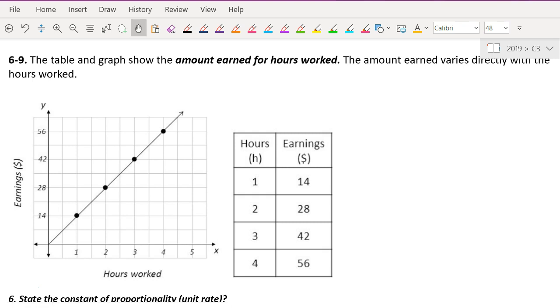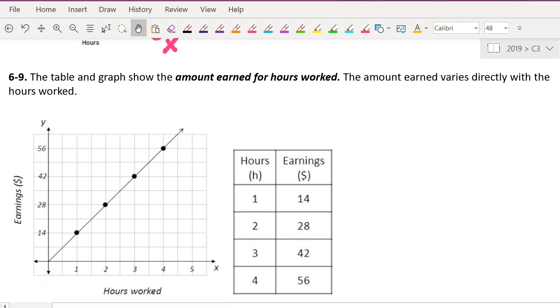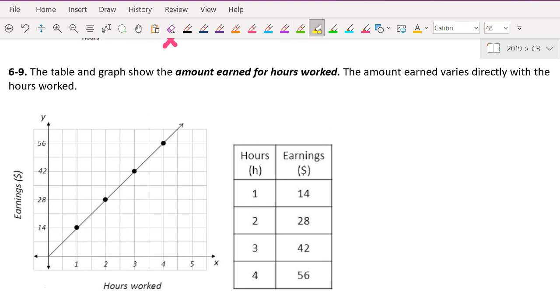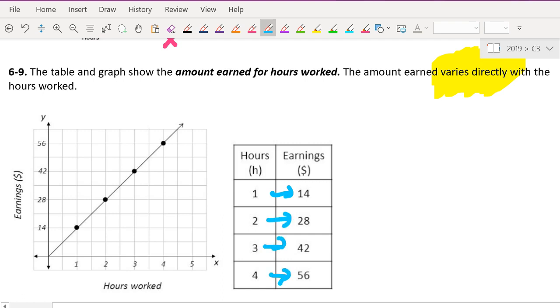Holy cannoli. The table and graph show the amount earned for the hours of work. The amount earned varies directly. Okay, varies directly. What does that have to do with the constant of proportionality? It means that it's constant. So we don't even have to check it. Times 14 here, right? What about here? Times 14, times 14, times 14. Yep. So these are all times 14.